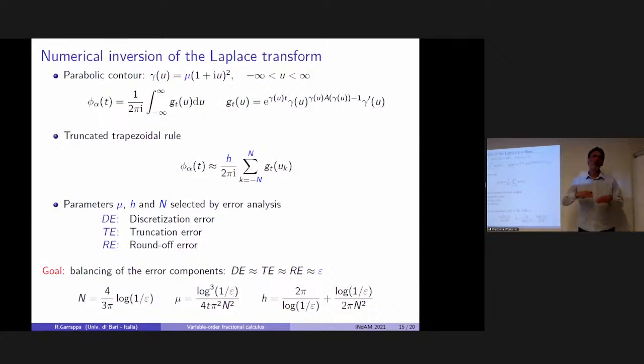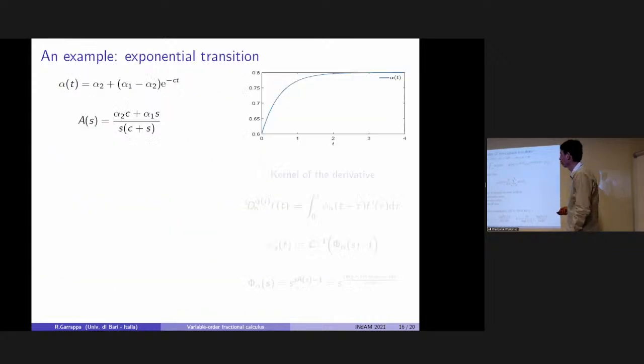I'm skipping all the technical details because my aim is just to give the main ideas on this topic. However, these estimations were found for the first time by Weideman, who incorporated the round-off error in this analysis. The round-off error is important because if the parabola becomes very large, the exponential can involve a large error. So it is necessary to keep the round-off error under control as well.